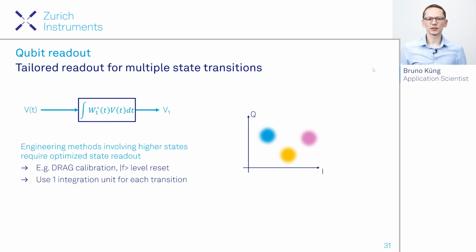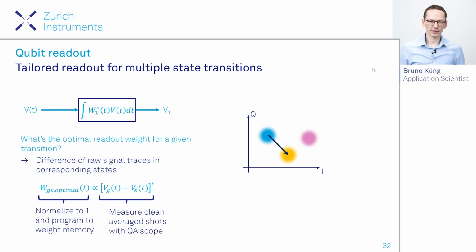And the way to do it is actually to make use of the resources on the instruments, where we have multiple integration weights and dedicate one of these weights for each of the transitions that we care about. And the question that comes there is, what is the integration weight that we need to program for measuring a given transition? The answer is actually rather straightforward. So this integration weight needs to be proportional to the complex conjugate of the difference of the raw signal traces, Vg of t and Ve of t, if it's the transition between ground and excited.